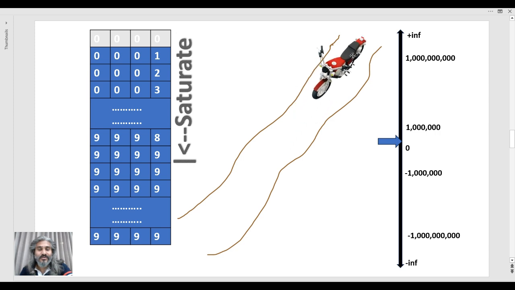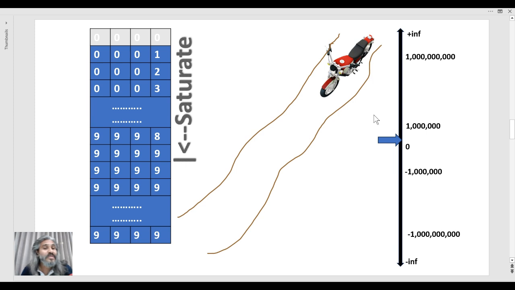So to get around this problem, we need to think of some other means. So what would we do in this situation? What would you do?